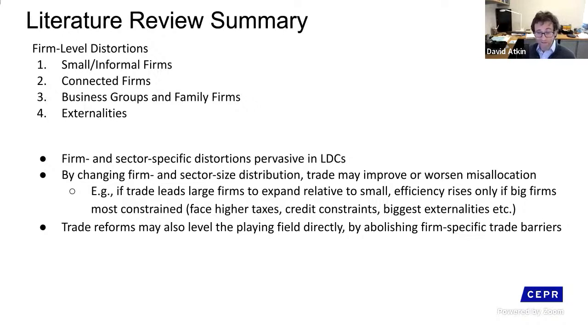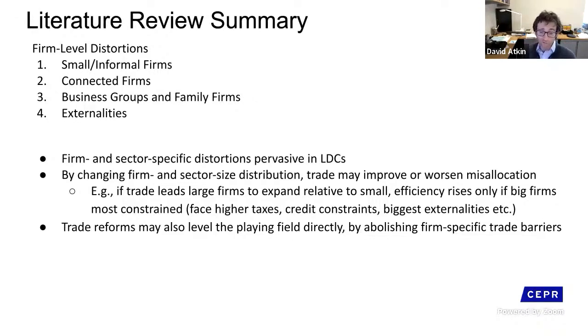But of course, the flip side is true. If we think the small firms are the ones who really struggle to get credit, then the opposite is going to be true, and efficiency is going to fall if we're reallocating factors to larger firms through trade reform. So that's through changing the distribution or the exposure to other types of distortions.